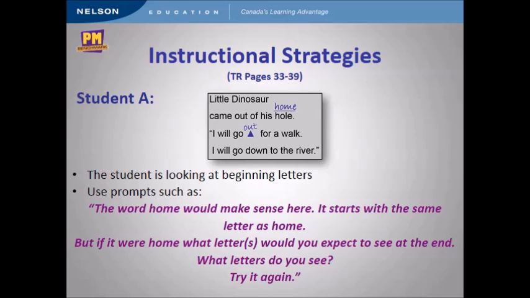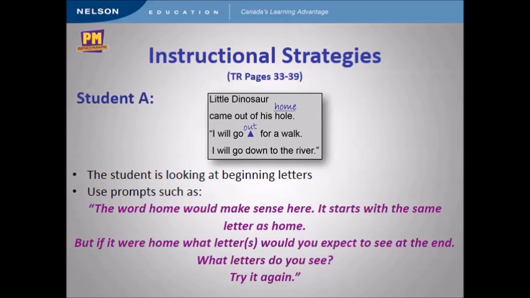So in the small guided reading group, I would be saying things like, the word home here would make sense. And it does. So if you recall back to the picture we looked at, the dinosaur was walking out of his hole or his home. So I'd say to the student, you know, the word home would make sense here. It starts the same, with the same letter as home. But if it were home, what letters would you expect to see at the end?